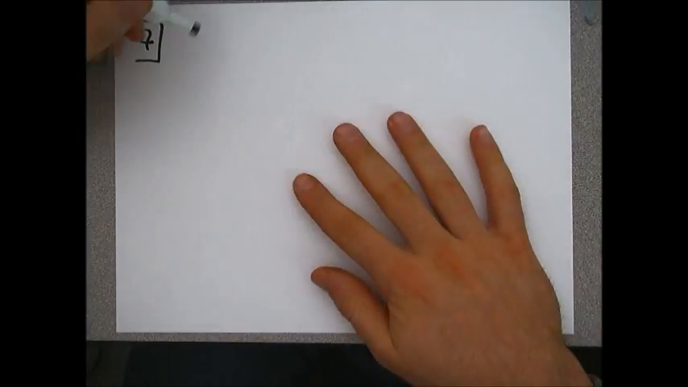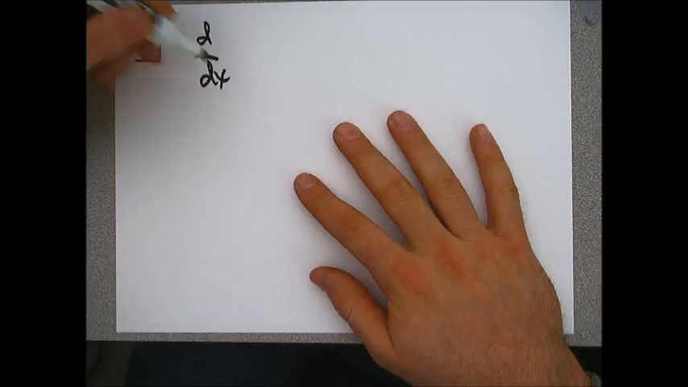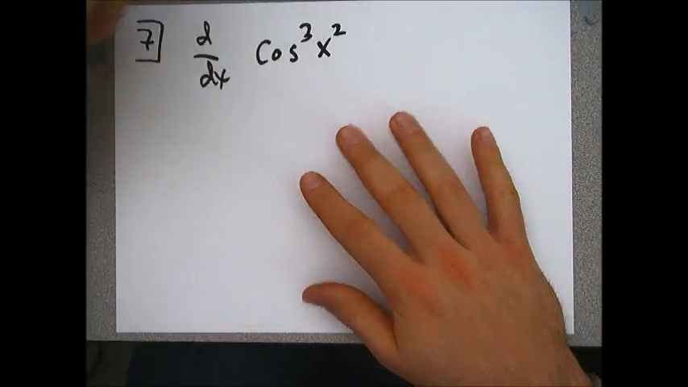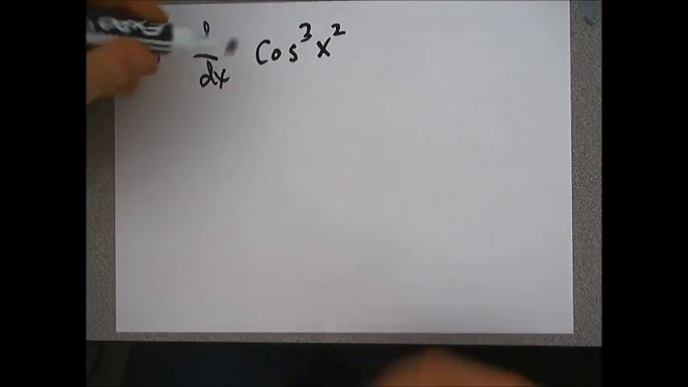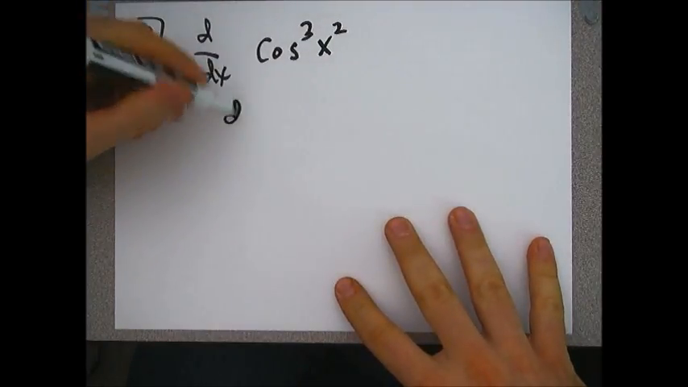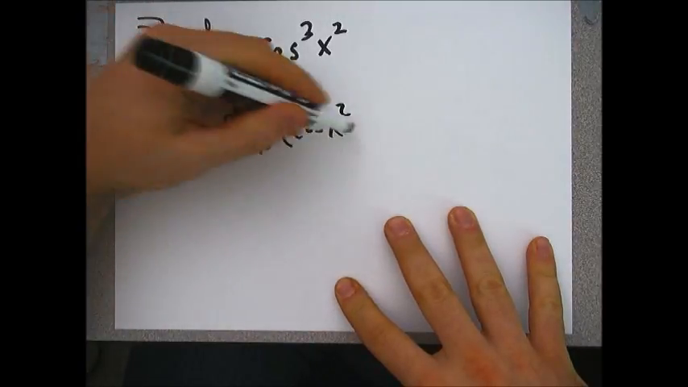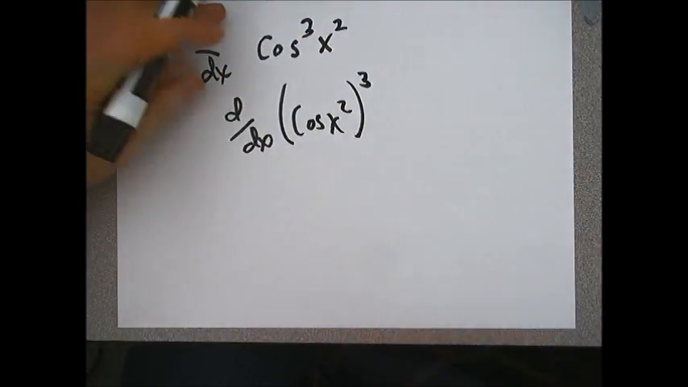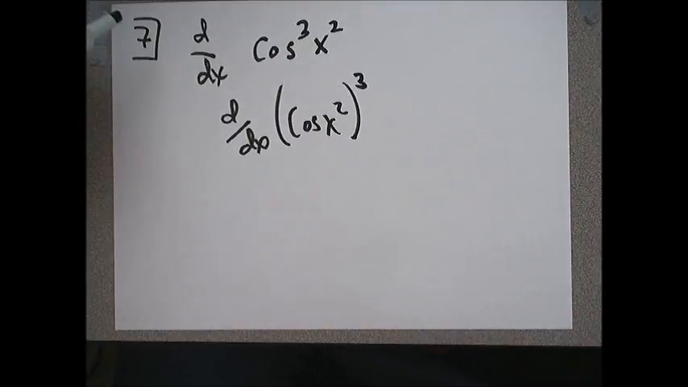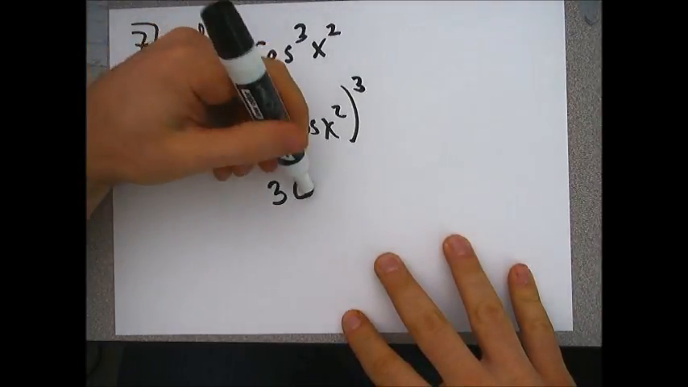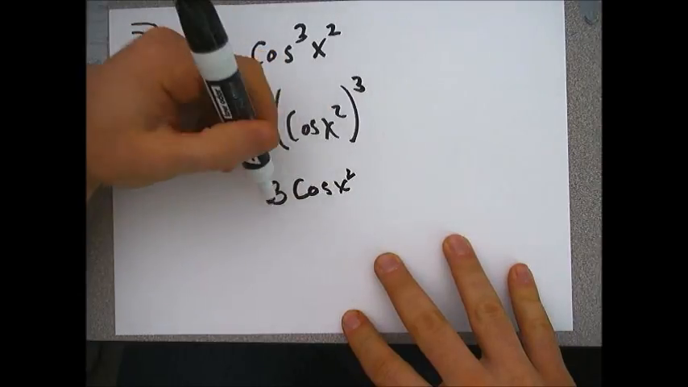All right, number 7, d dx of cosine to the 3rd power x squared. Before we do anything, we want to rewrite this problem in a way that makes more sense. So I'm trying to find d dx of cosine x squared, all of that to the 3rd power. So when you rewrite it, it shows you need a chain rule. So we're going to say 3 cosine x squared.